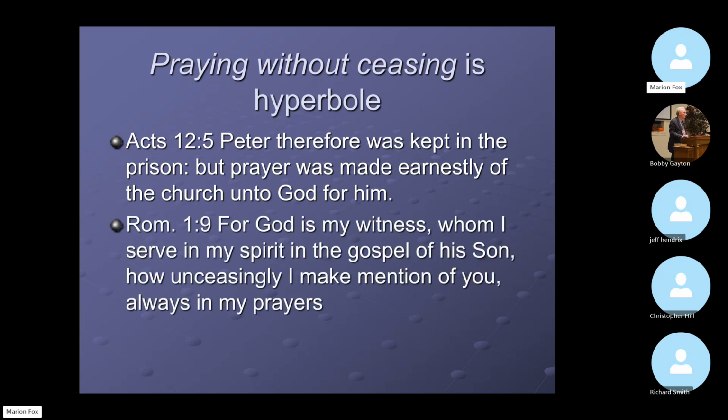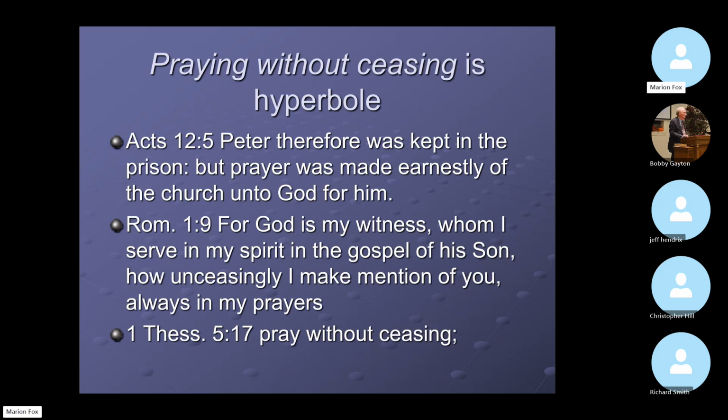"For God is my witness, whom I serve in my spirit in the gospel of his Son, how unceasingly I make mention of you, always in my prayers." And that says, in effect, that I'm praying often. That's all that's saying. It's not unceasingly praying. Again, that's probably an overstatement. Hyperbole, most likely.